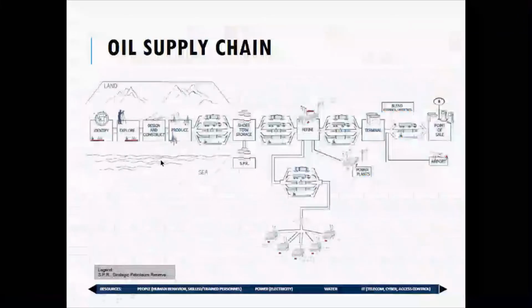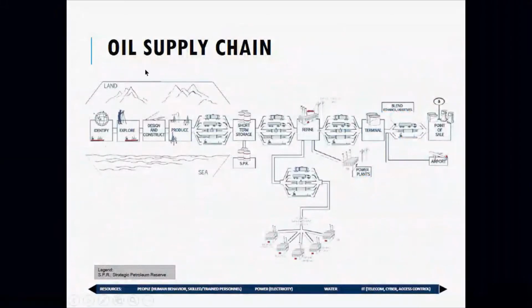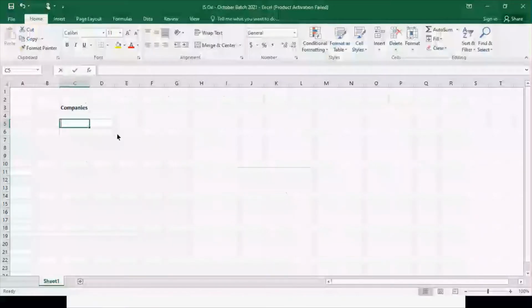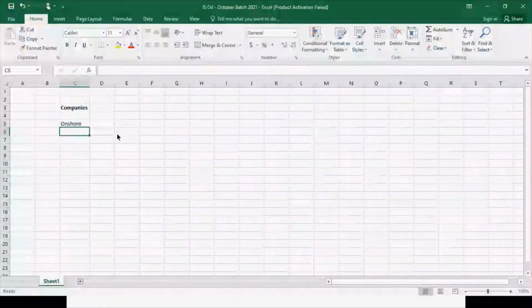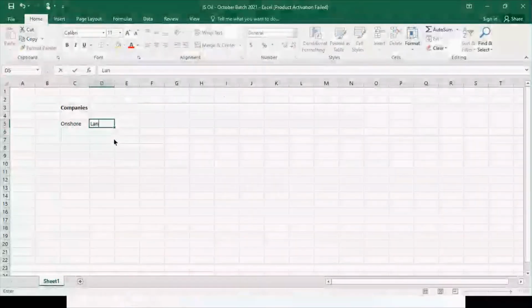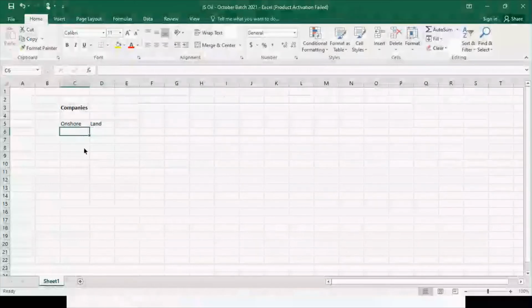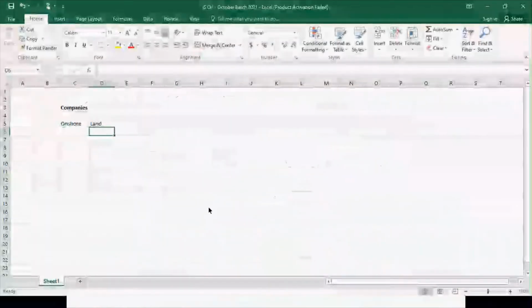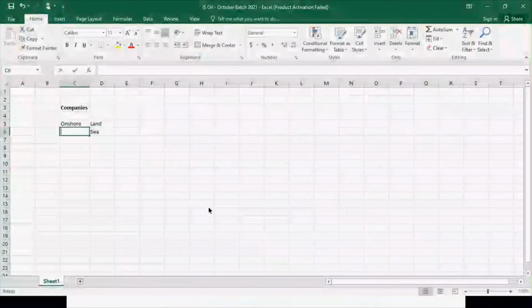So let us talk, you have found the crude oil. What do we call it if the product is found on the land? We call it onshore crude, correct? If the product is found on the land, it is called onshore crude. Similarly, when a product is found on the sea, or in the ocean, it is called offshore.